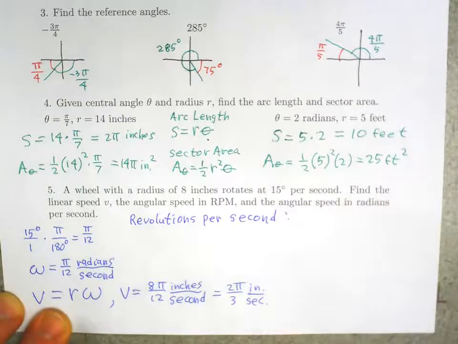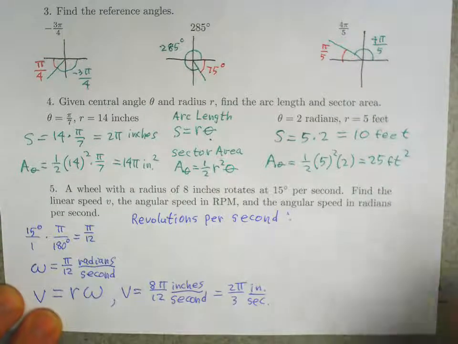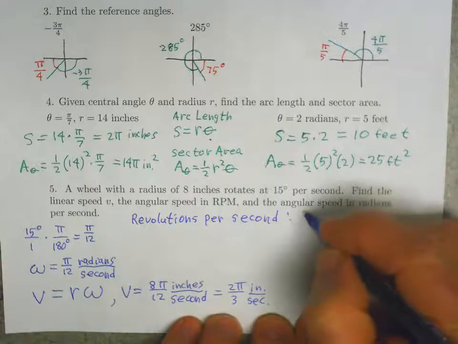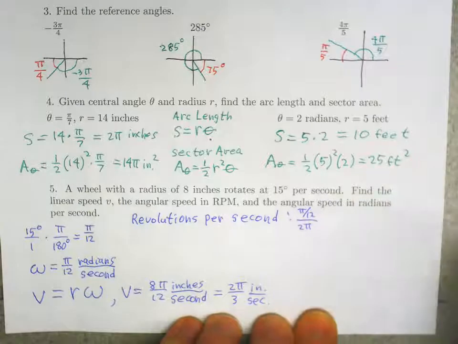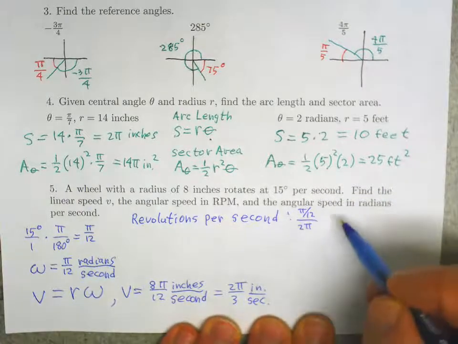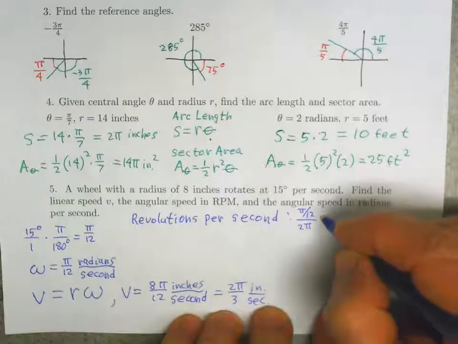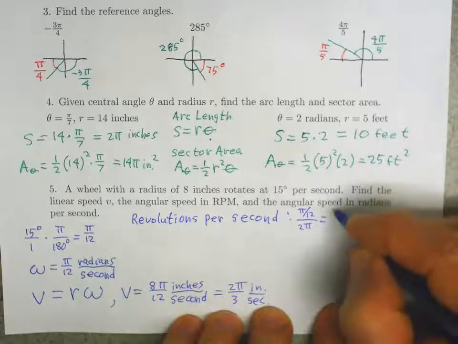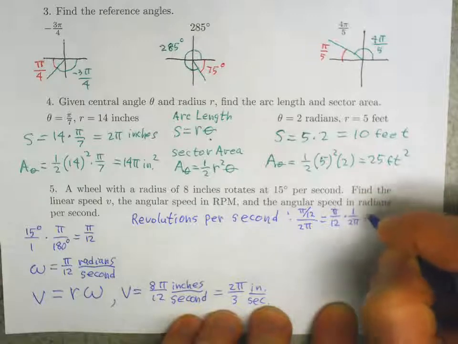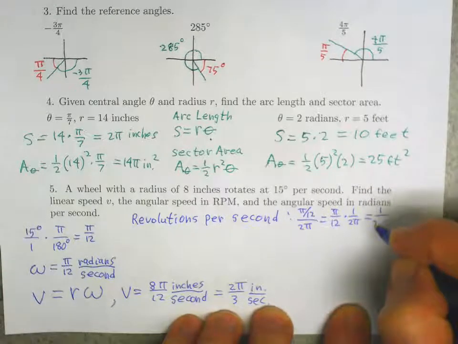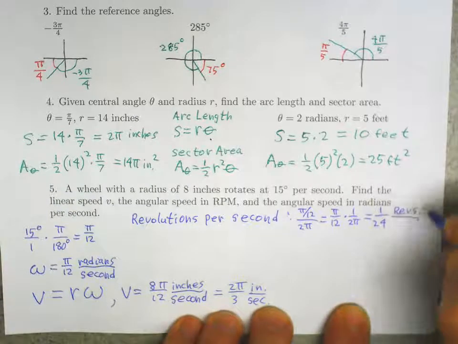We divide the linear speed that's in radians per second by 2 pi. So pi over 12 divided by 2 pi. This will be revolutions per second. So let's see, this is pi over 12 times 1 over 2 pi. So we just get 1 over 24 revolutions per second.